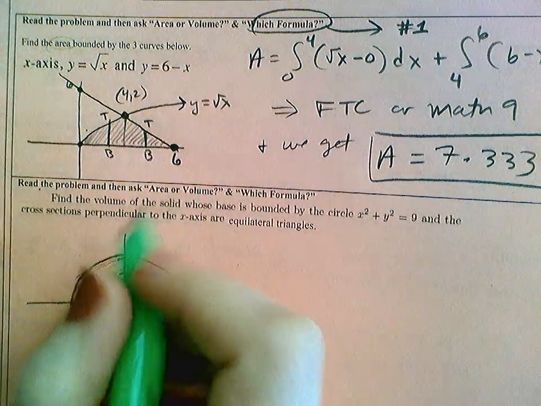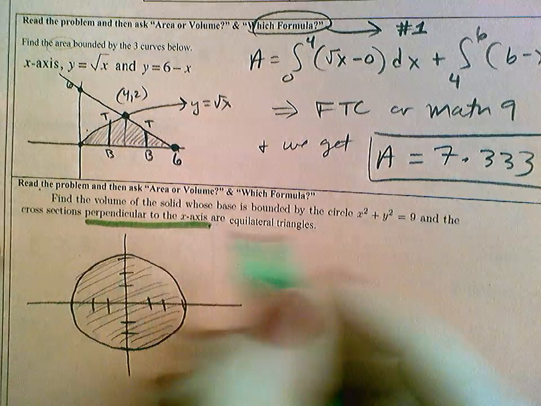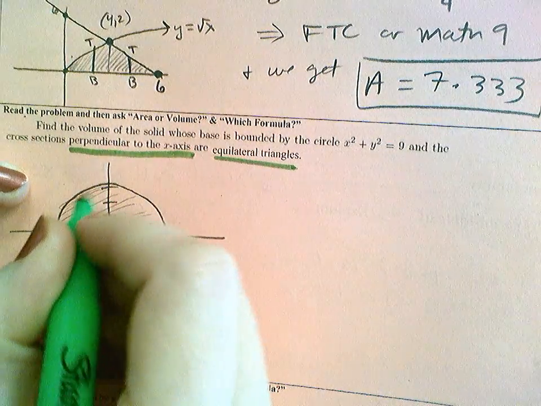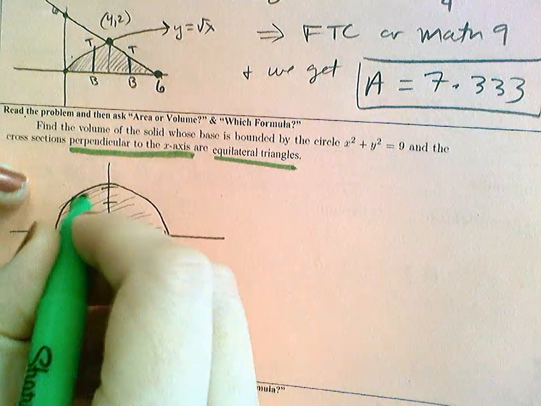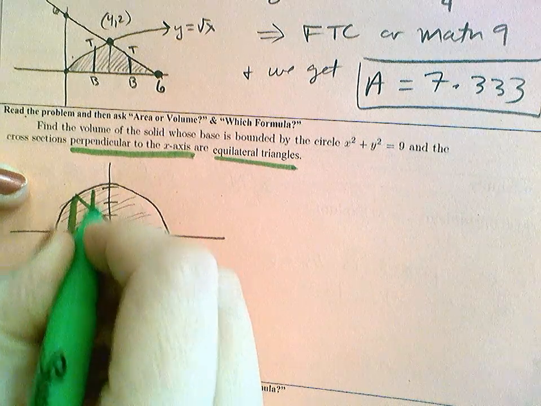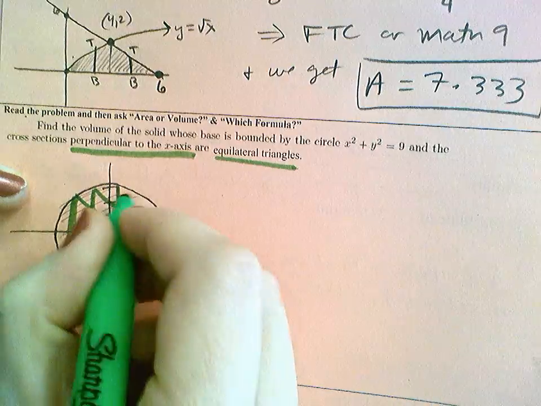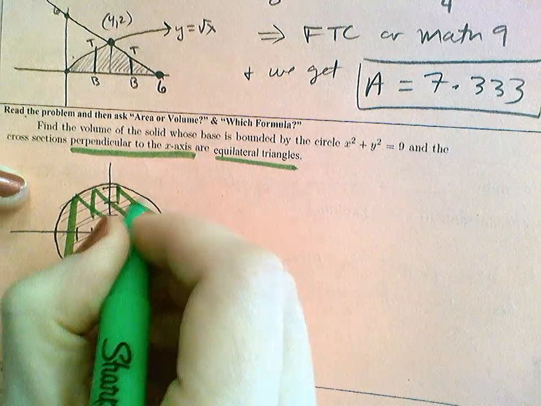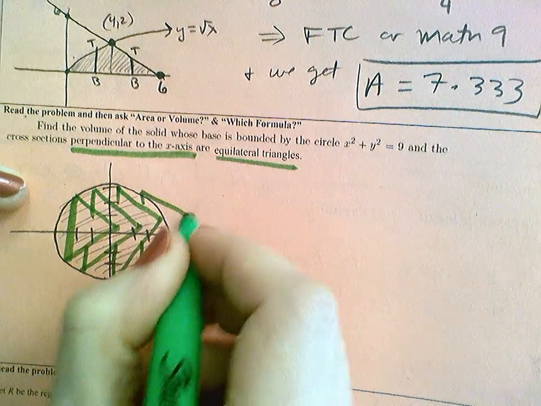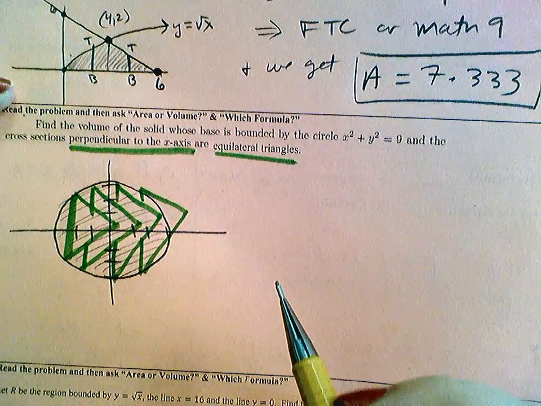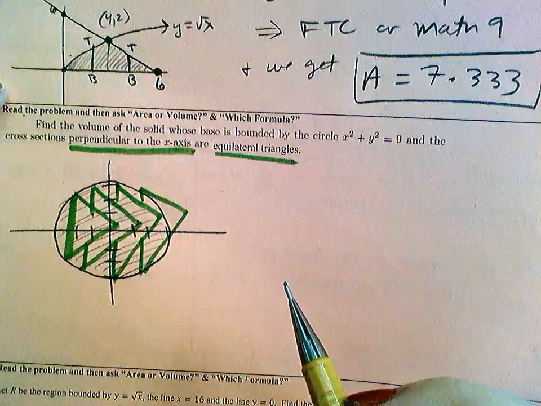The cross sections perpendicular to the x-axis are equilateral triangles. So let me draw some cross sections. Here would be one, there'd be another, just until you get the idea. And there's infinitely many of them. So we're definitely using a volume formula.